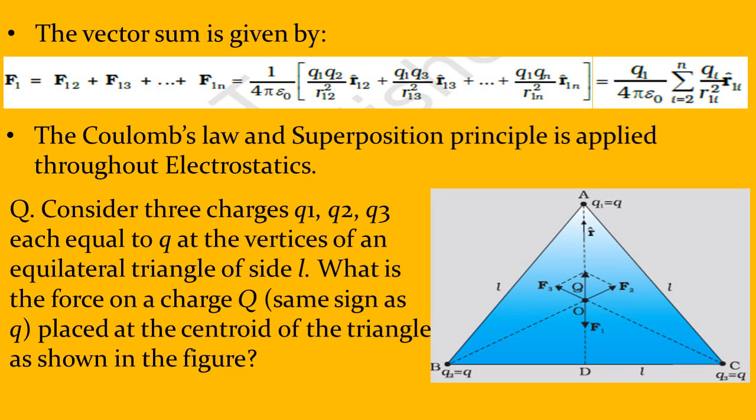Now we have a question. Consider 3 charges q1, q2, q3. Each of the charges is equal to q and they are placed at the vertices of an equilateral triangle ABC, and each side of the triangle is of length l.